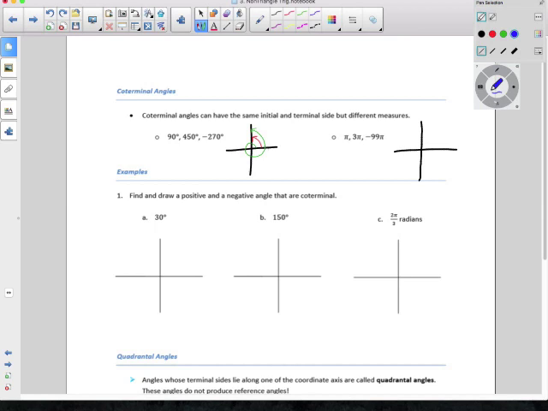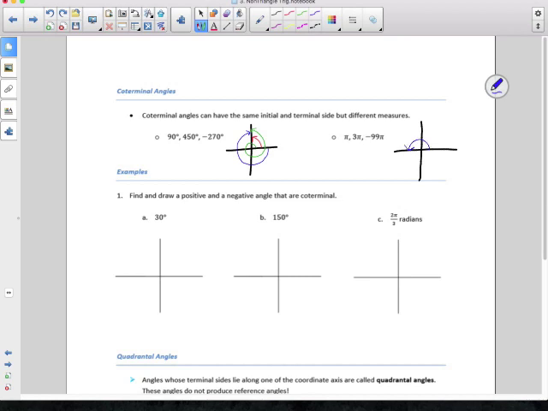So a negative angle starts here, but it goes backwards, so clockwise, and 270 will bring me all the way up to here. So all three of these angles in terms of trigonometry are identical because they all start and end at the same place. The exact same thing happens over here when we're in radians.